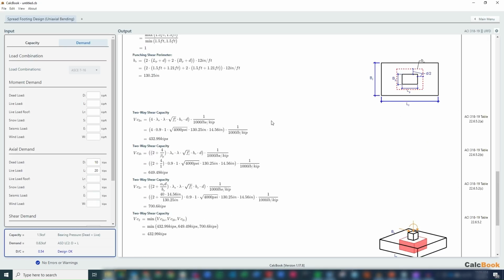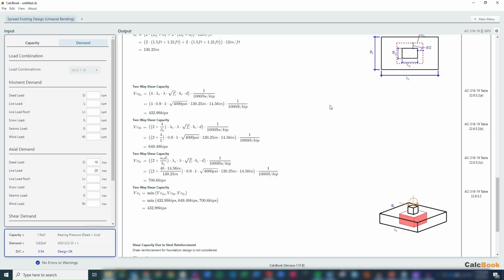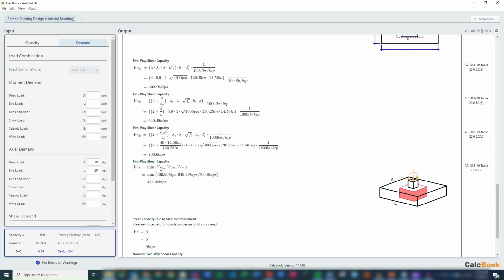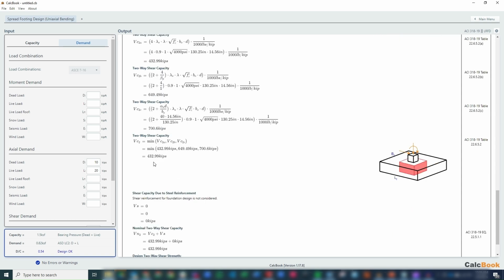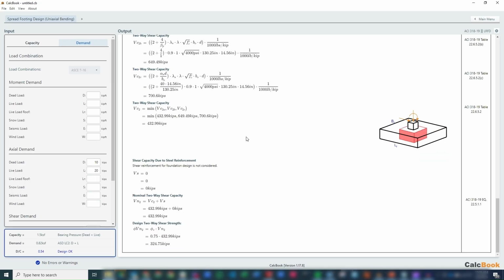For the capacity for two-way shear, we have 3 equations that we check: 22.6.5.2 a, b, and c, and then we take the minimum of those equations. That gets us a nominal capacity of 433 kips. We don't have any additional capacity due to steel reinforcement, so V sub s is 0. Then we take our nominal, which would be V sub c plus V sub s. Again, V sub s is 0, so it's just 433 kips. We apply our phi reduction factor and that gives us 324.75 kips.